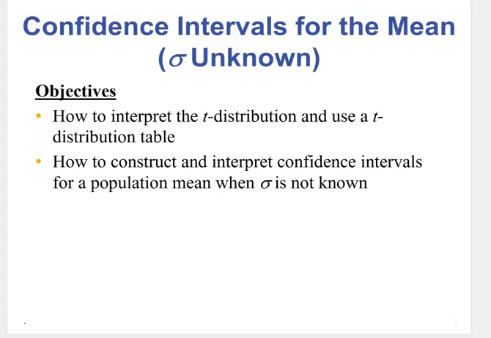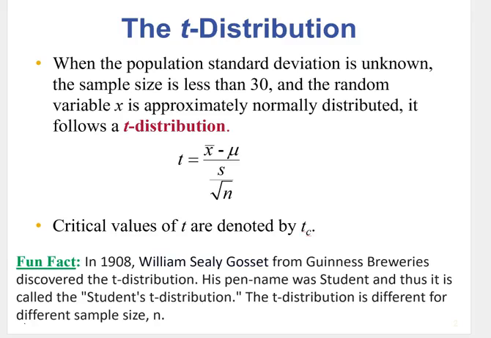In this statistics lesson, we will be discussing how to find confidence intervals for the mean if you do not know the standard deviation of the population. If we don't know the standard deviation of the population, the first thing we have to do is we cannot use our z distribution. That's not possible anymore. So we have to use a t distribution.